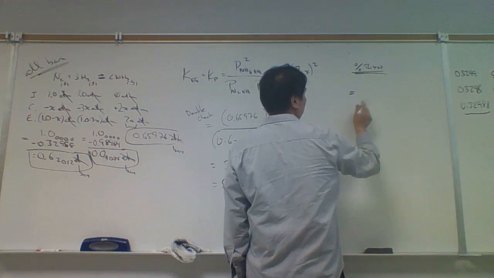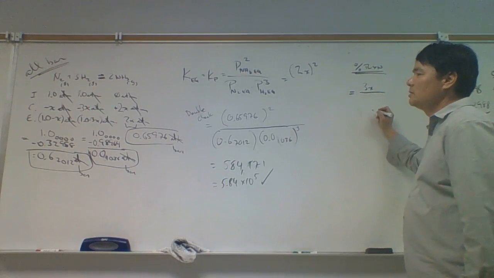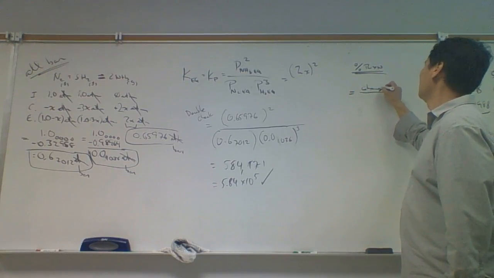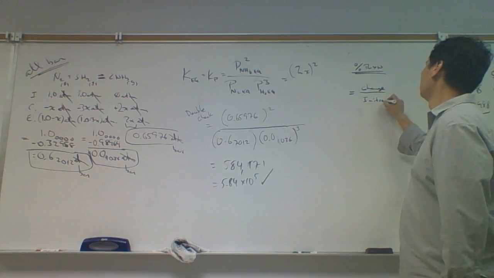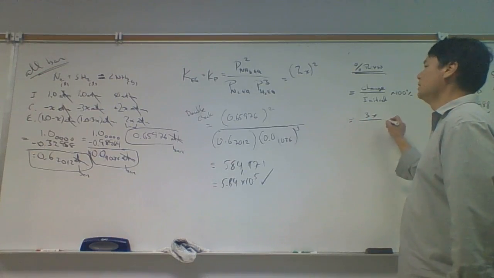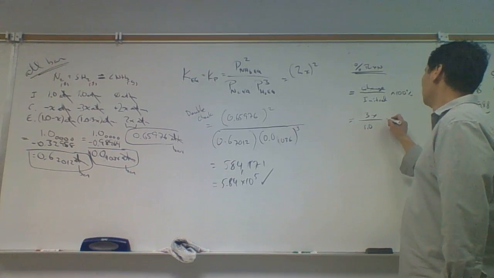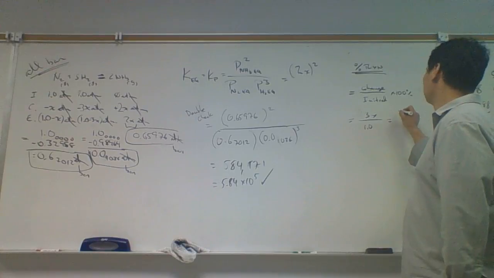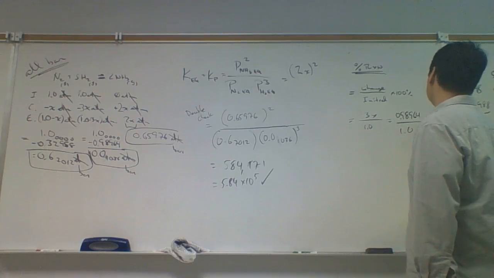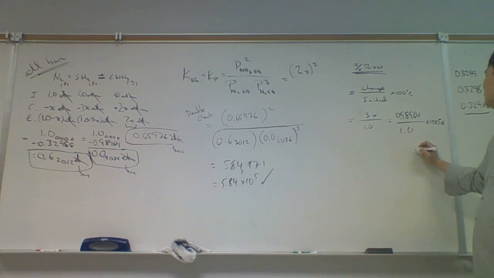All right, so we want to figure out the percent reaction. The percent reaction is going to equal how much was lost over how much we had initially. It's the change, the loss, over the initial, times 100%. And so here, the change is 3x. The initial is 1.0. So 3x is 0.98964 over 1.0 times 100. And it's going to be 98.9.